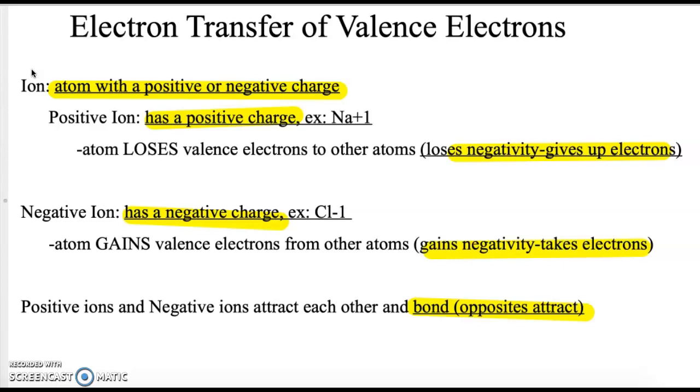Positive ions and negative ions attract each other, and that attraction is what bonds the two ions together, because it's like opposites attract. Positives attract to negatives, and so that's where the ionic bond is coming from: the attraction of charges from the losing and gaining of the electrons. So remember, if you lose a negative electron, you become positive. If you gain an electron, you become more negative.